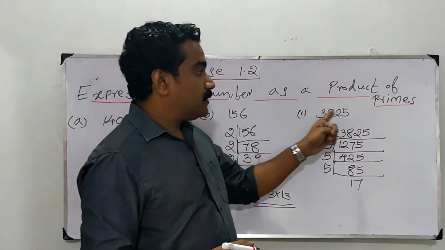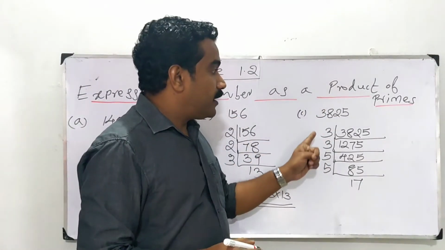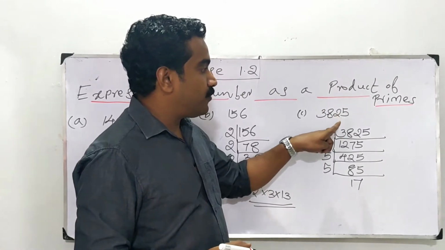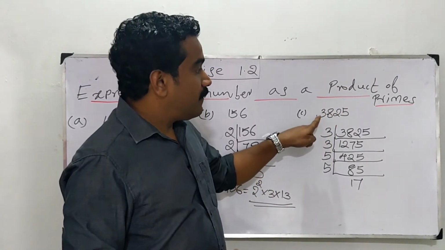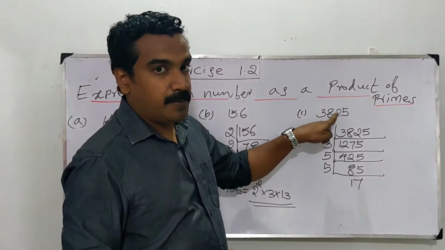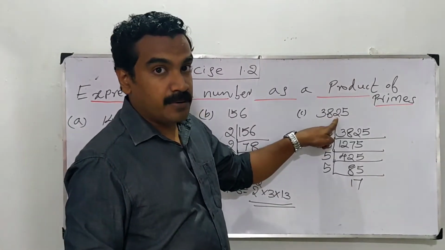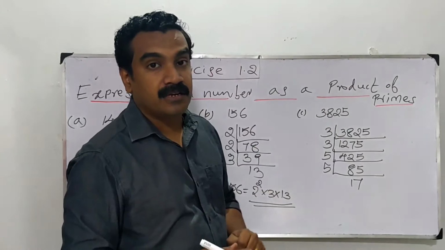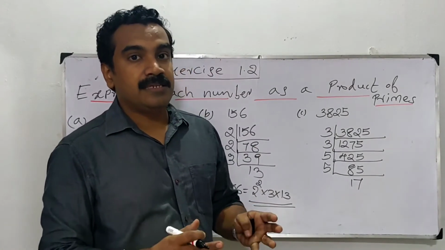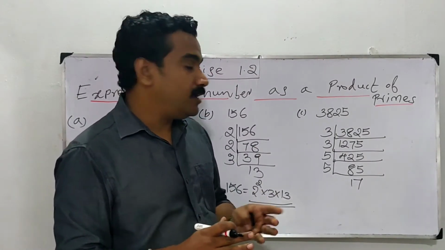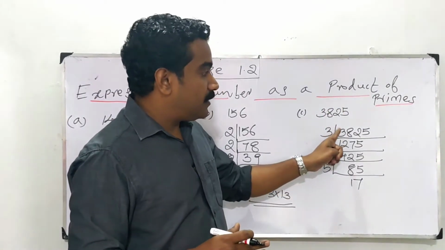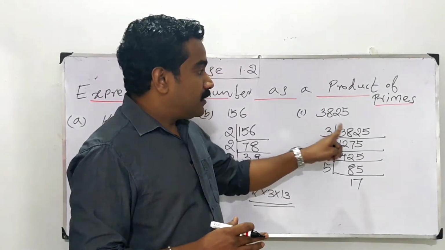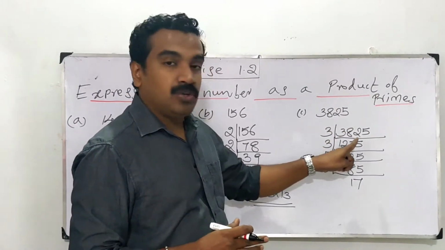Look at the third question. 3825. We can divide by 3. What is the sum of the digits of 3825? You can divide 3825 with 5, or you can check. 3 plus 8, 11. 11 plus 2 is 13. 13 plus 5 is 18. So 18 is actually a multiple of 3. So you can divide 3825 with 3. 3825 divided by 3 is 1275.